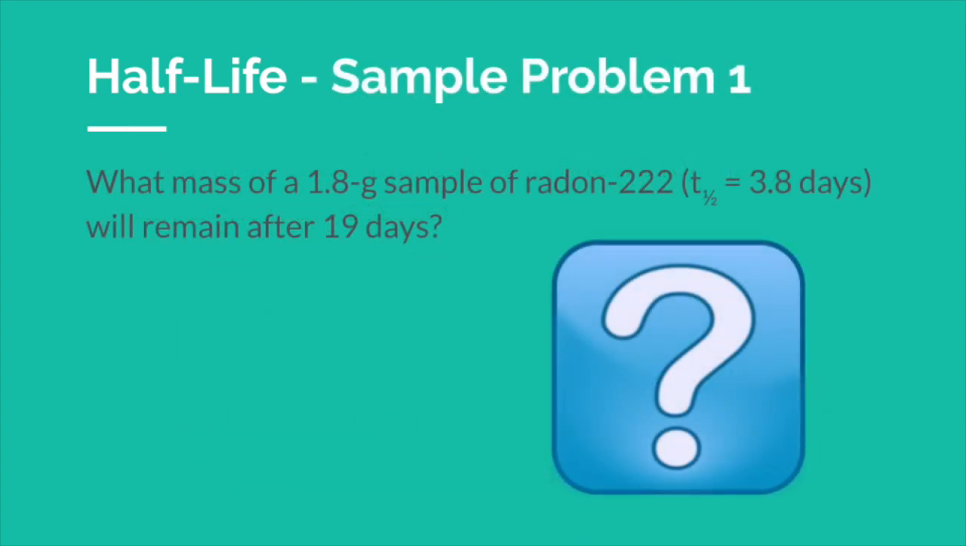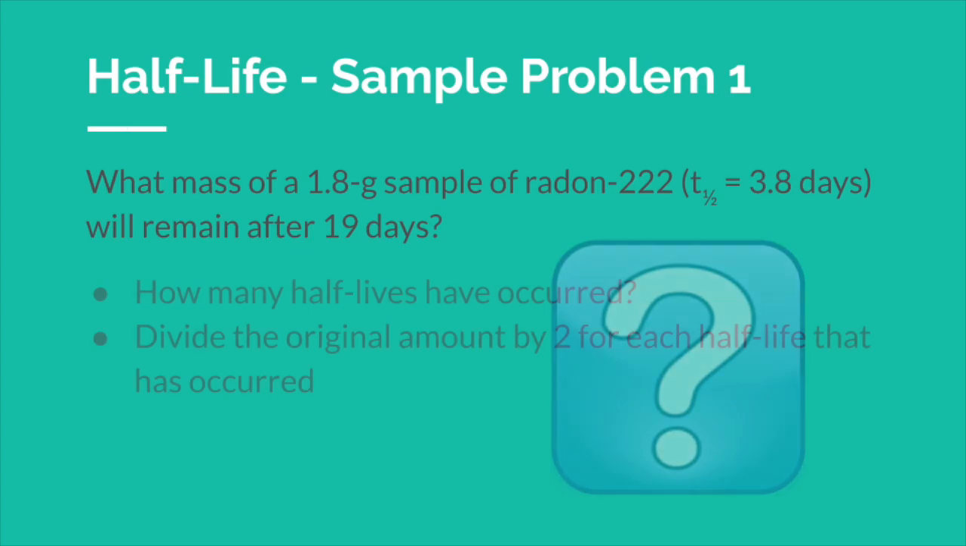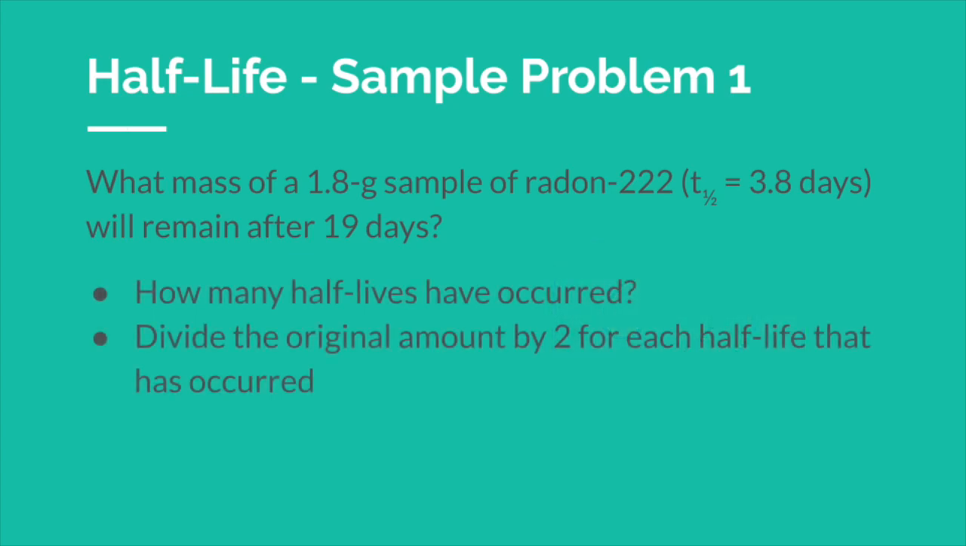So let's solve a half-life problem together. What mass of a 1.8 gram sample of radon-222 with a half-life of 3.8 days will remain after 19 days? To solve this problem and similar half-life problems, we'll need to employ this two-step process. We'll need to figure out how many half-lives have occurred first, and then we'll divide the original amount, or mass or percentage, of the sample by 2 once for each and every half-life that has occurred.